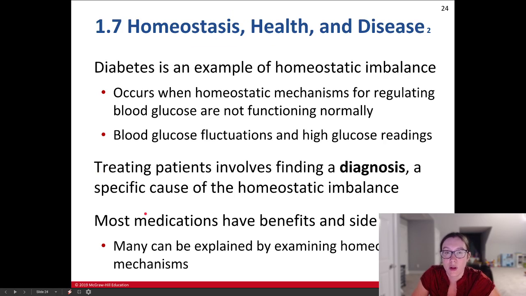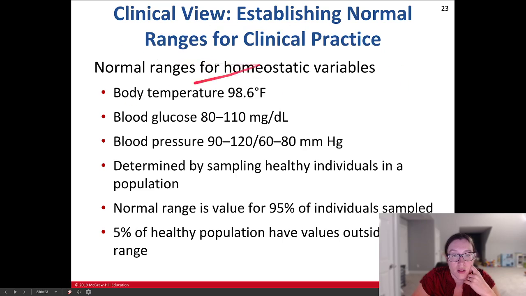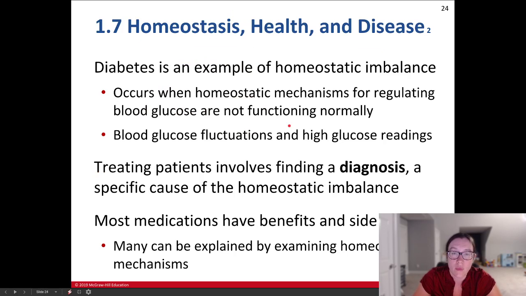So we're going to talk a little bit about homeostatic imbalance, right? This is when the homeostatic mechanisms fail. Normally we want everything to stay at its normal set point, but sometimes this doesn't work properly. Diabetes is a good example of a homeostatic imbalance. As we said before, blood glucose should range somewhere between 80 and 110 milligrams per deciliter. But in this case, our homeostatic mechanisms for regulating blood glucose are not working right, and so our blood glucose can be really high.